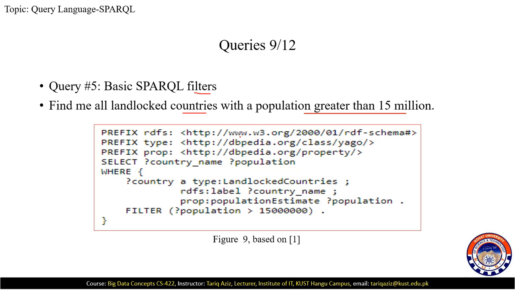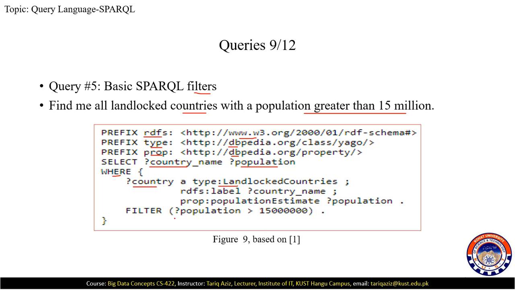The first data graph is this one, and this is its name. The second data graph is this one, and this is the name. The third data graph is this, and this is the name. Now we want to select the country name and the corresponding population of the country. In the where clause, you have to mention the country, then the predicate, and then the object. So this is the complete query.